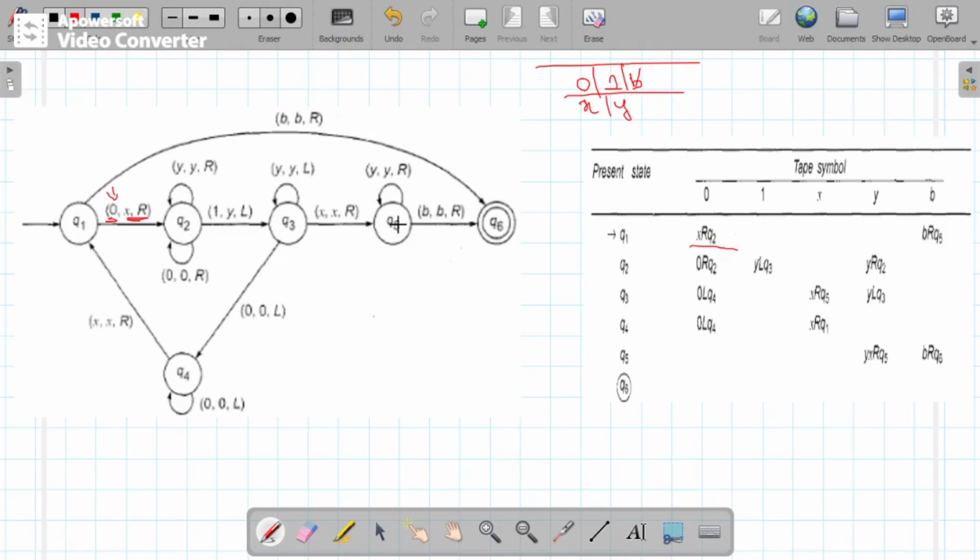Now let's check this transition. Q2 on Y. I will not show all the fields, I will show some. Q2 on which input? This is the input symbol, Q2 on Y goes to YR, and where does it go? To itself, YR Q2. So this is how you need to fill all the fields. Then Q1 on B, there is one more transition. Q1 on B goes to where? BR Q6. You can see here BR Q6.